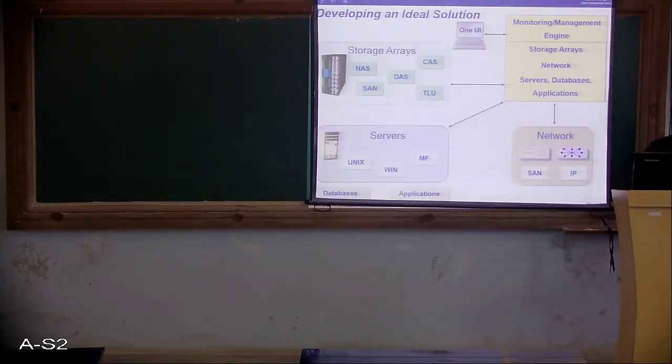Ideally, the management tools should correlate information from all components in one place. Such tools provide an end-to-end view of the environment and quicker root cause analysis for faster resolution to alerts.